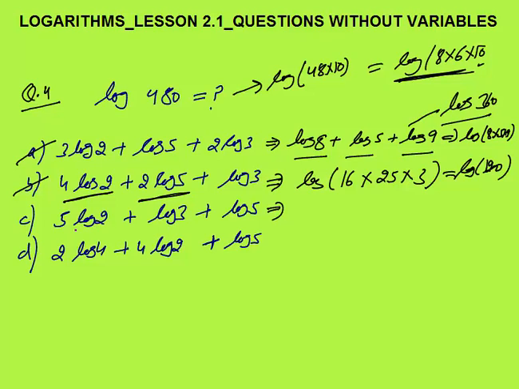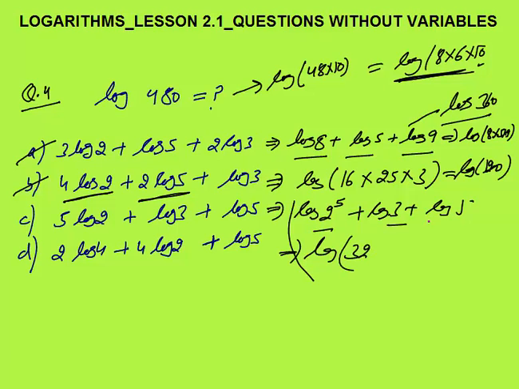Third, option C. This becomes 5 log 2, which becomes log 2 power 5, that is 32, plus 3 log 3 plus log 5. This becomes log of 32 into 3 into 5, since log a plus log b plus log c is log of a into b into c. Now 32 into 3 is 96, into 5, this becomes log 480, and that will be my final answer. That is option number C. So in this way you need to solve such questions with the help of options.